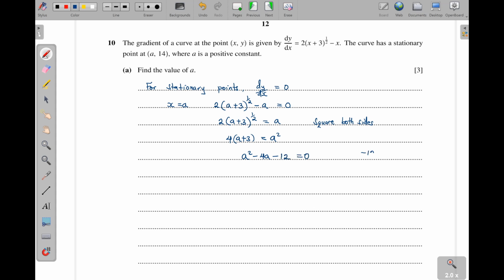Now, two numbers that multiply to give negative 12 and add to give negative 4. We can see negative 6 and positive 2. So that means we shall have (a plus 2) and (a minus 6) equal to 0. So a is equal to negative 2 and also a is equal to positive 6. But since they say that a is a positive constant, I'll take 6 as my final answer.